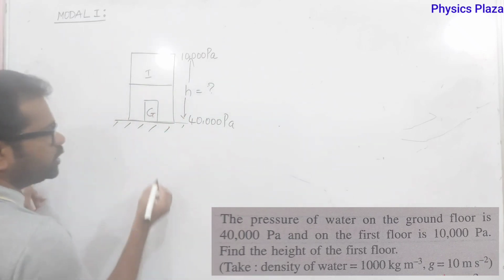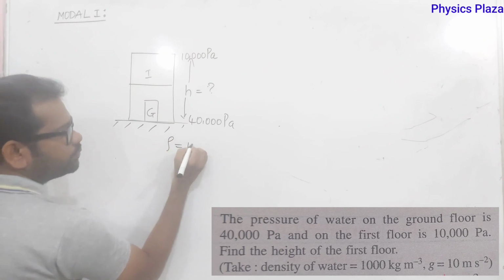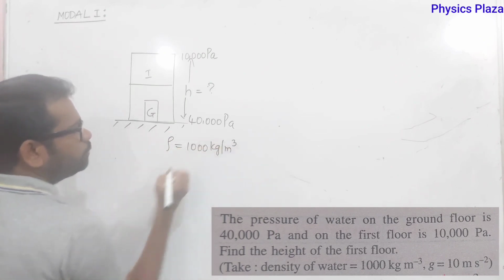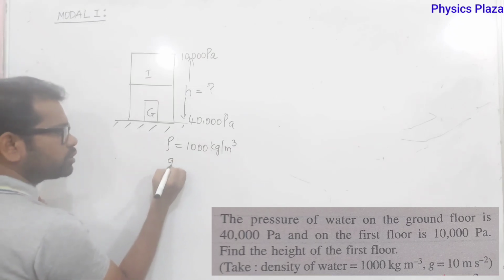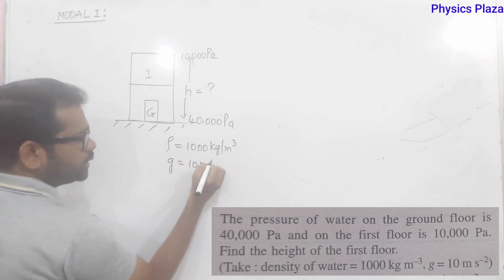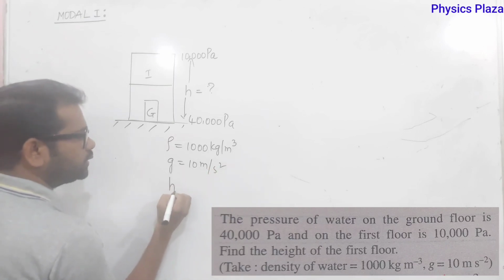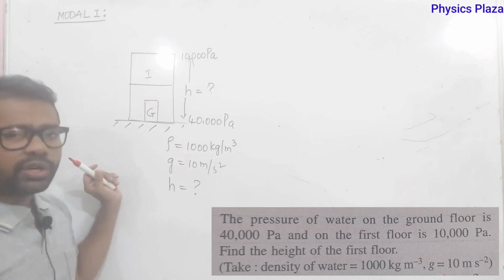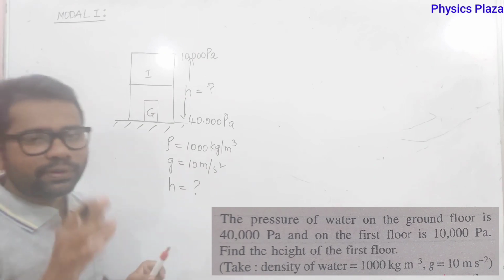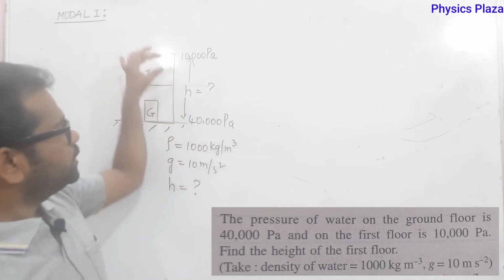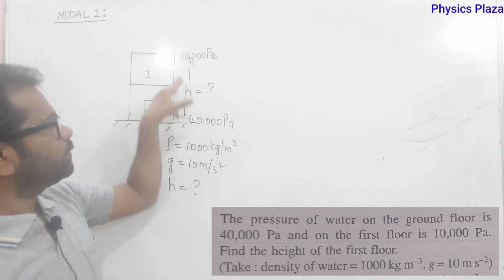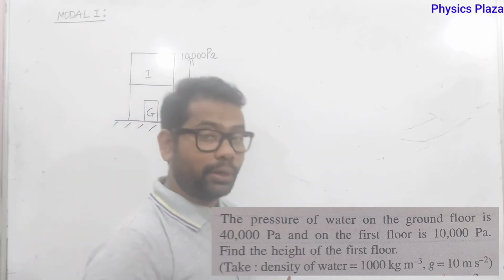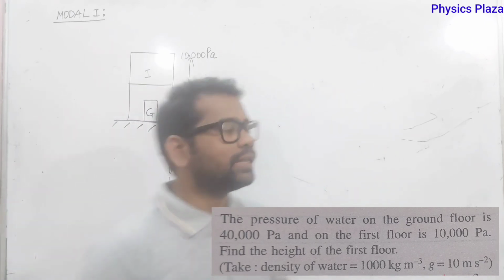It is also given, children, that the density of water is 1000 kg per meter cube, and the g value is 10 meter per second square. They are asking us to calculate the height of the first floor. Children, by seeing this type of numericals, we can guess the answer. 4 minus 1 is how much? 3. Yes, you are going to get 3 meters as the answer. But in exam, you cannot write like that. Let us see that, children.